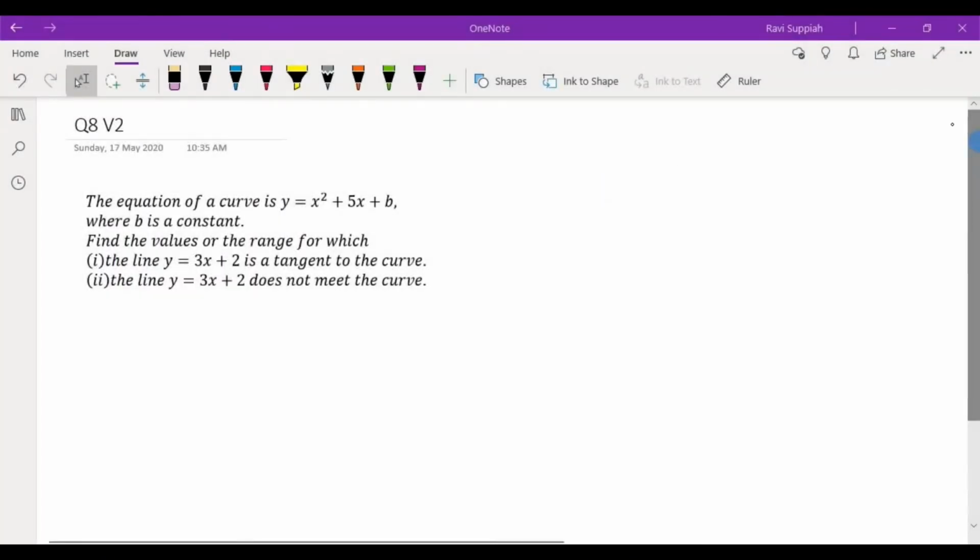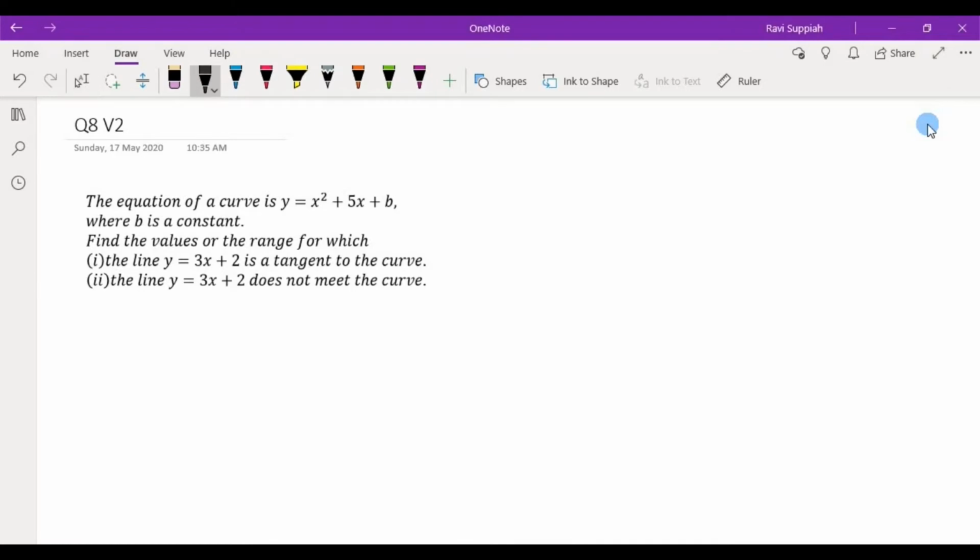Alright, in this question, we are given the equation of a curve, y equals x squared plus 5x plus b, where b is a constant. We are asked to find the values or the range for which the straight line y equals 3x plus 2 is a tangent to the curve or does not meet the curve. In my other video for the same question, I have explained how we can solve it using the differentiation approach. In this video, I'm going to talk about how we can solve it using the discriminant approach.